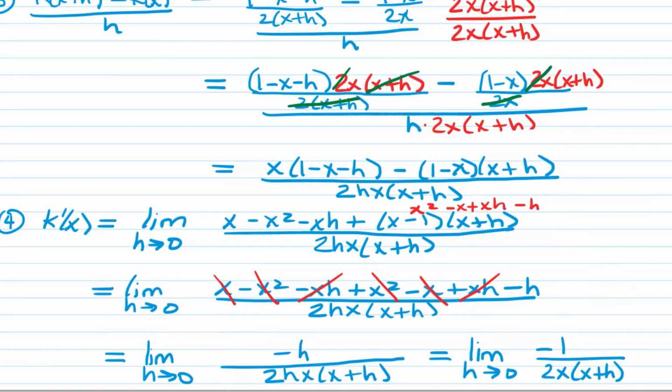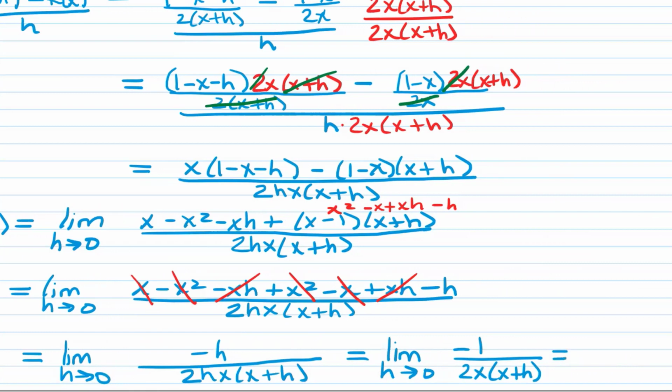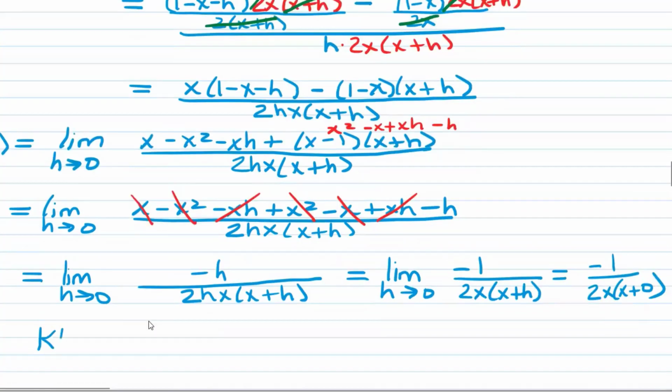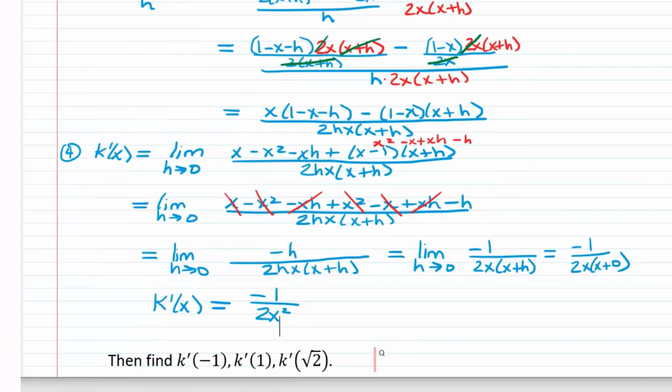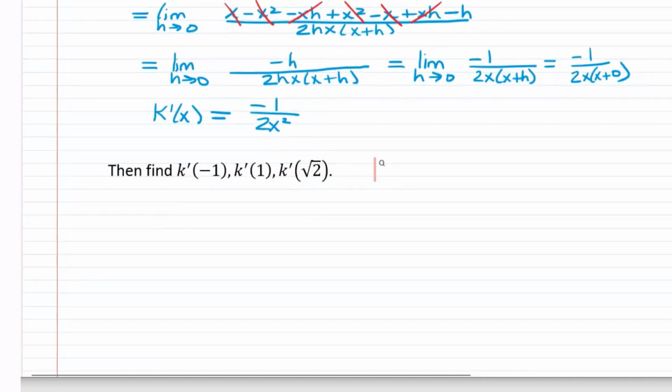Now we need to plug in, and remember we're only replacing the h. So it's going to be -1 over 2x times x plus 0. So we have k prime of x is equal to -1 over 2x squared. All right, now we're going to find the slope of k at various points. They told us to find k prime at -1, k prime at 1, and k prime at square root of 2. So let's go ahead and do that.